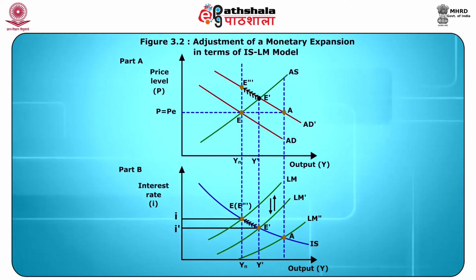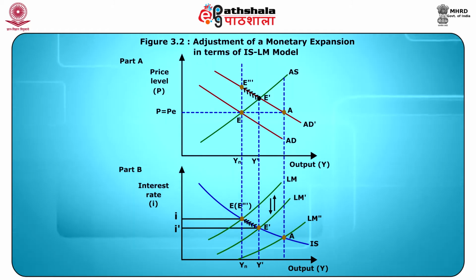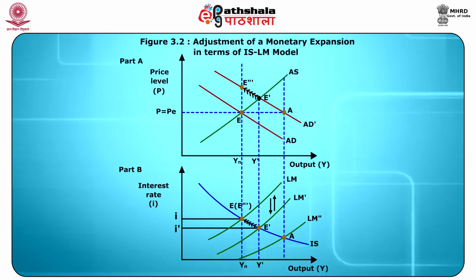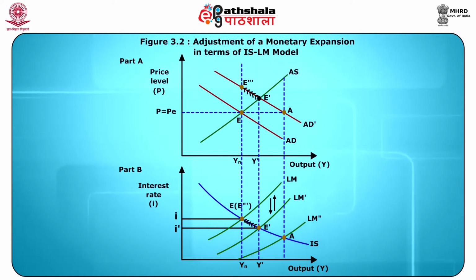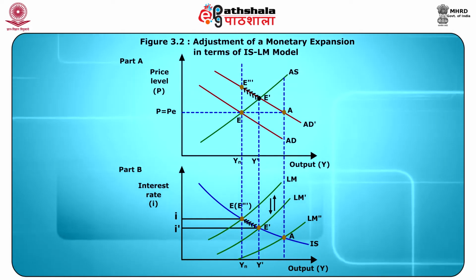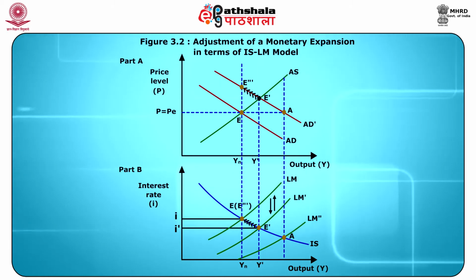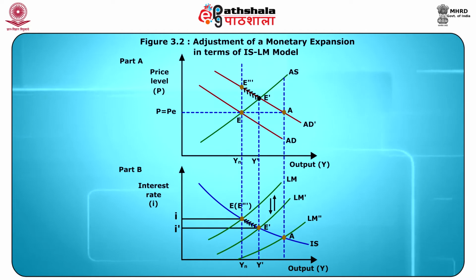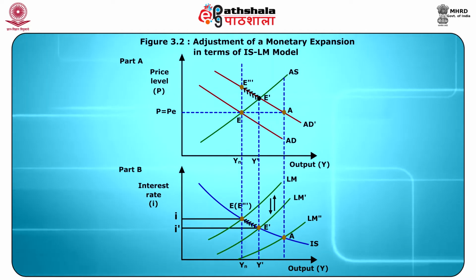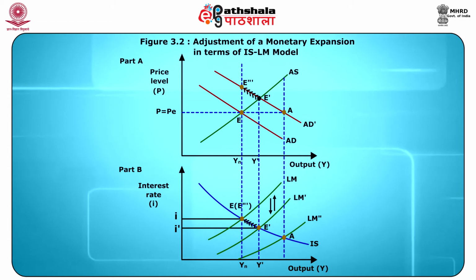The shift to LM double dash would happen if the price level was constant at P and the equilibrium would be indicated by point E. Thus, the intersection of IS and LM dash is depicted by E dash, corresponding to the same point in the ASAD framework. Now, as the price level increases due to the upward shift in the AS curve, real money supply falls, thereby shifting the LM curve upwards till we reach the final equilibrium point E triple dash.